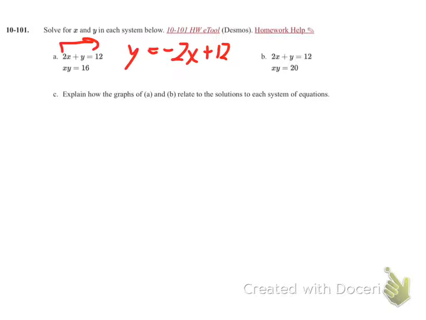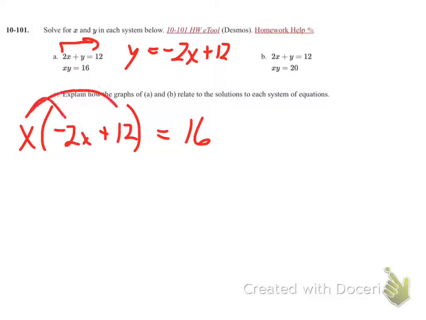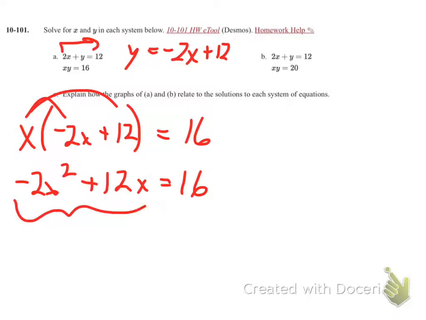And now I can use substitution. So x times negative 2x plus 12 will equal 16. This is going to be a quadratic, so I distribute. I get negative 2x squared plus 12x equals 16. So now I want to set it equal to 0 and solve. To get it equal to 0, I'm actually going to move all of this to the other side just so I have my leading coefficient positive.